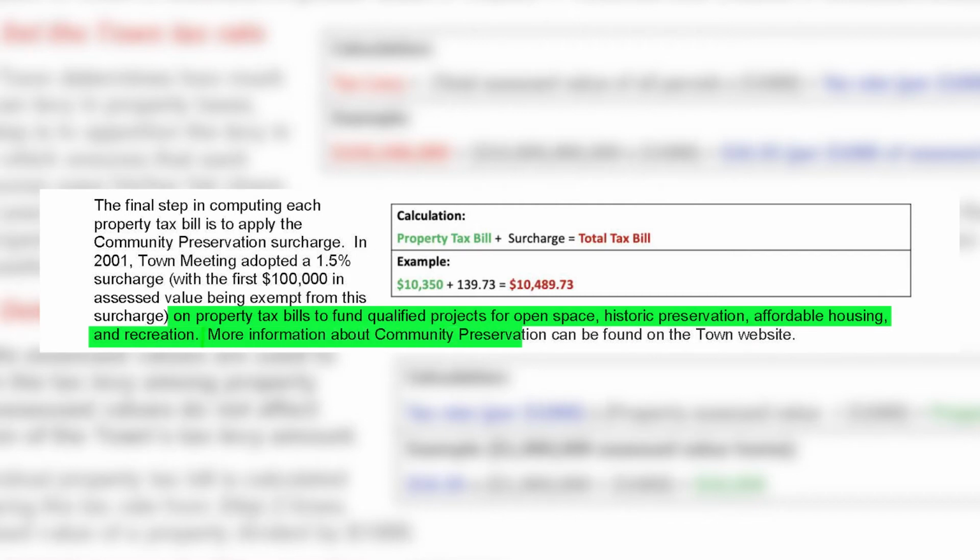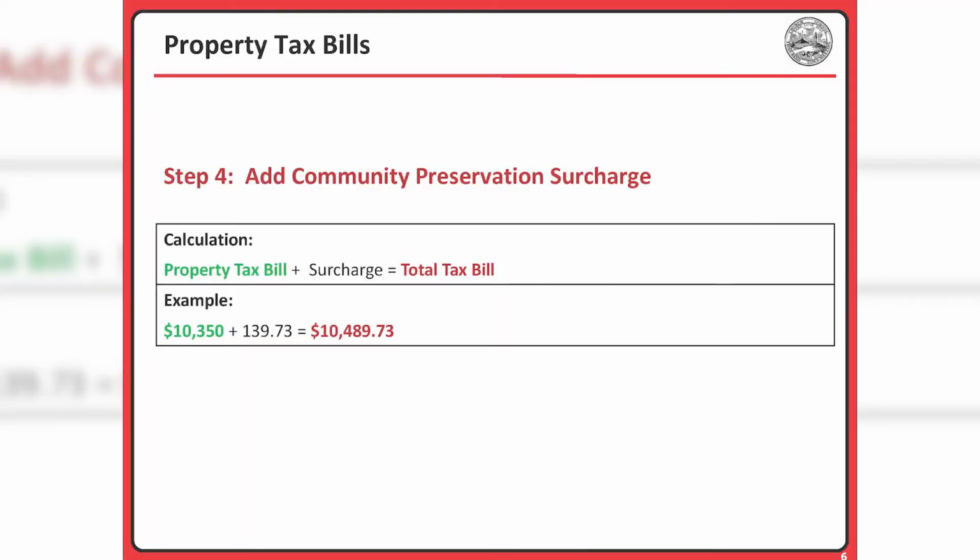More information about community preservation can be found on the town website. In the example on your screen, the surcharge amount is calculated to be $139.73. This is added to the property tax bill to arrive at a total tax bill of $10,489.73. Before concluding, we'd like to address one commonly asked question.